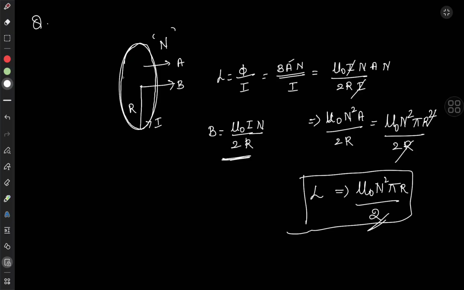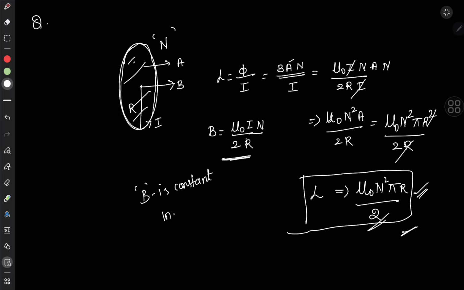If you assume that this radius is going to be very small, only this equation is going to be valid. But for JEE level, it is enough. You need not worry about this. We assume that in this entire region the magnetic field is going to be constant. By assuming that, B is constant.